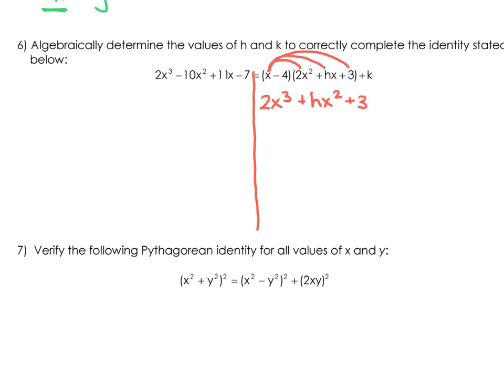Okay, the x has been distributed, and so now it's negative 4's turn. Negative 4 times 2x squared is negative 8x squared. Distribute again, that's a negative 4hx. And distribute one more time, and that's going to give you a negative 12. But don't forget to put that plus k on the end there. All right, and so I'm going to just drop this side down.